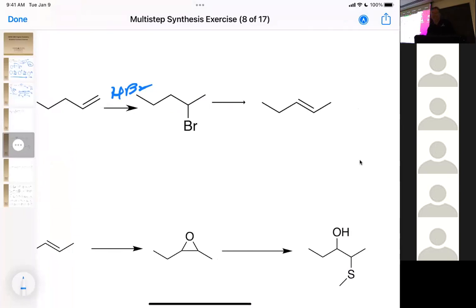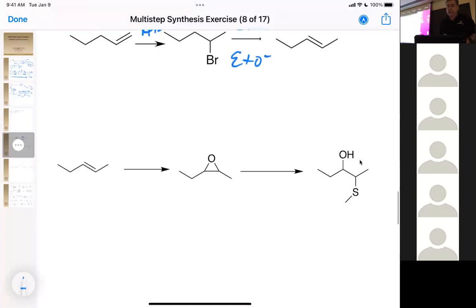That's not it. So let's just use EtOH and EtO- alkoxide. Dehydrohalogenation, remove HBr. Okay, so see how knowing the reagent or the change, look for the change and then figure out what the reagent is.